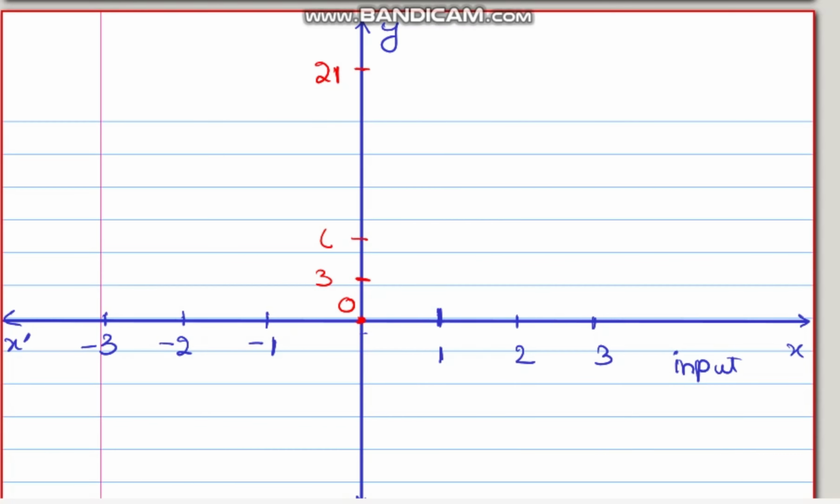Now 6 will be here, 9 will be here. So divide the line equally. Just add 3, 3, 3, 3, and draw the line equally divided. 9 plus 3 is 12 here, 12 plus 3 is 15 here, and 15 plus 3 is what? It is 18 here, and 18 plus 3 is what? It is 21 here.